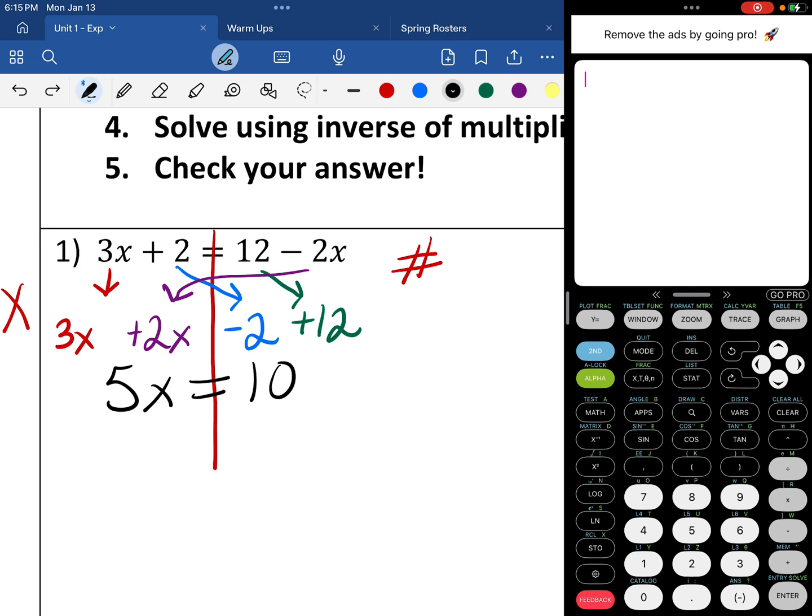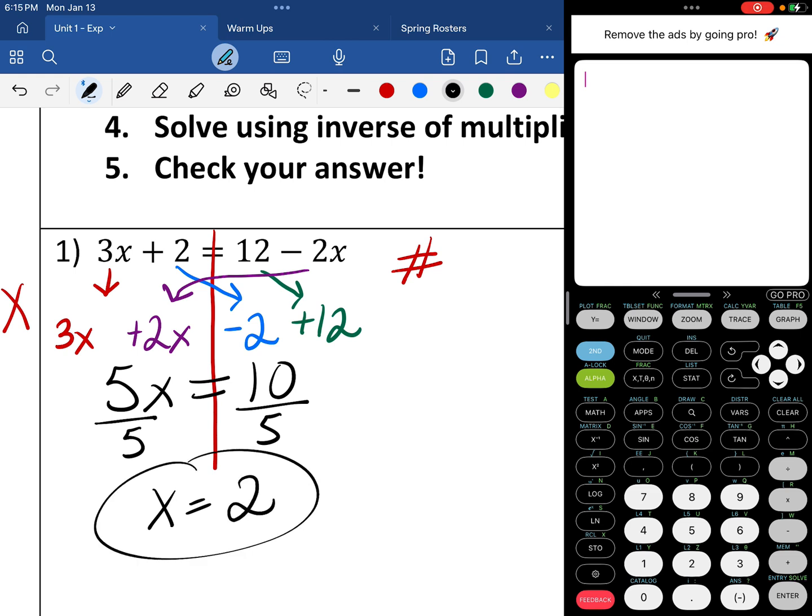It's the 5. Well, x just wants to be by himself. He doesn't want anybody with him. So we're going to divide by 5 on both sides. When you do 10 divided by 5, you get 2. And what you do to one side of the equation, we have to do to the other. So we divided by 5 over here, we got to divide by 5 over there. What you do to one side, you got to do the exact same thing to the other. So our answer, x equals 2.